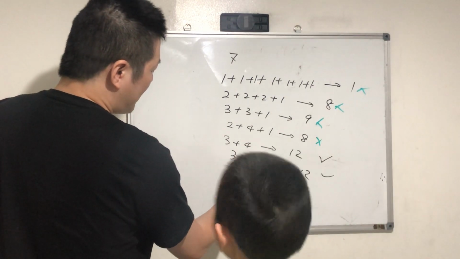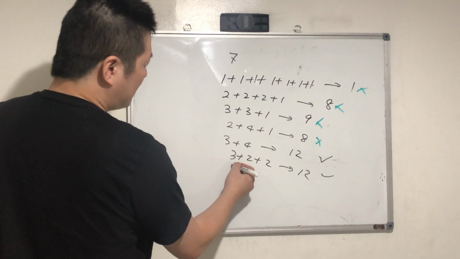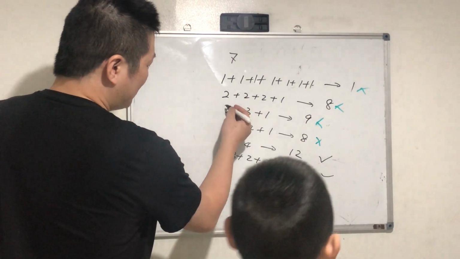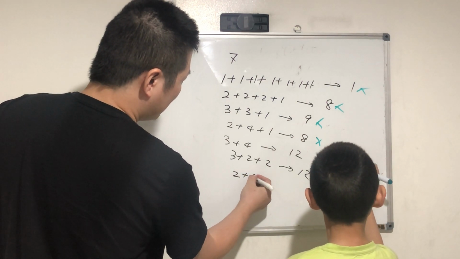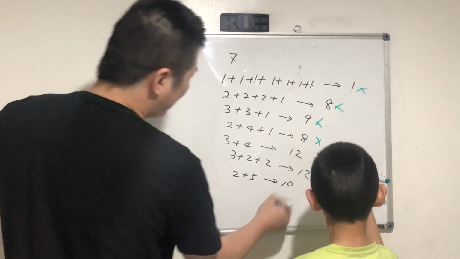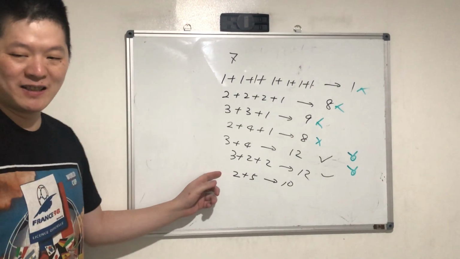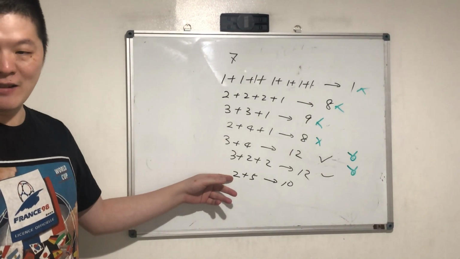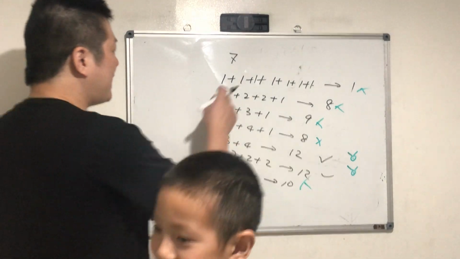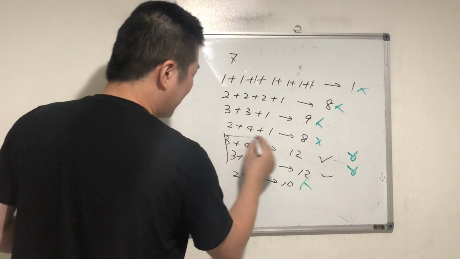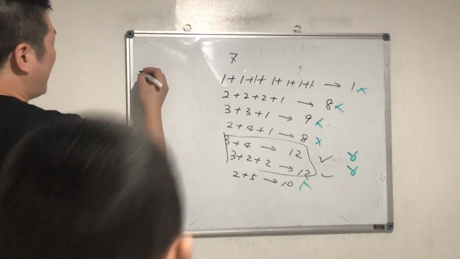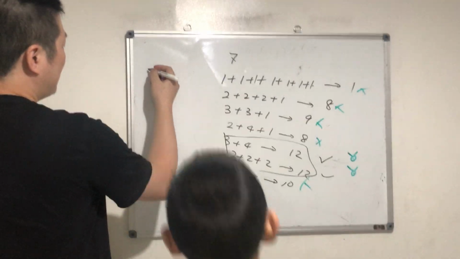How about 2 and 5? 2 and 5 gives me 10. This is another way. Okay, so let's try another example. Remember, 12 is the optimum. Let's try another example like 5.